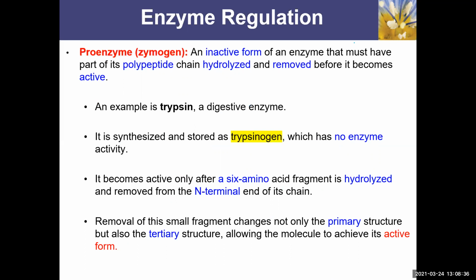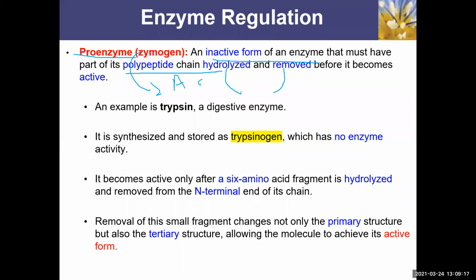Okay, thank you. And then we have another type of enzyme regulation, which is something very easy, which you already know actually. But yes, you have to know this slide as well. So what are proenzymes? Proenzymes or zymogens are basically the inactive form of the enzymes. They must be part of a polypeptide chain, but that chain should be hydrolyzed or some groups should be removed. Then only these zymogens become active enzymes.